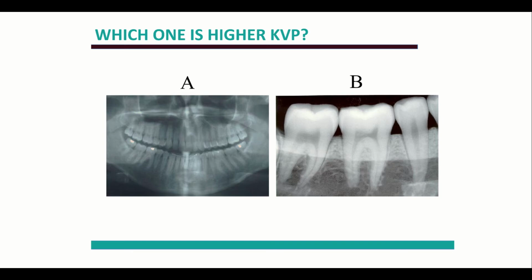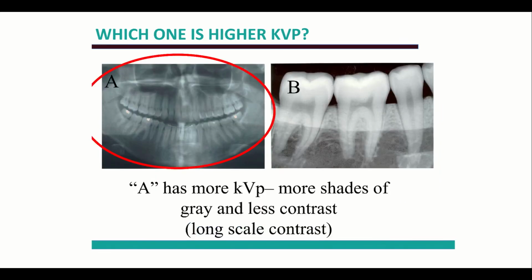Now I've changed the question up here. Which one has higher KVPs? Not high contrast, but higher KVPs. Remember, opposite effect, hint, hint. Higher kVps gives us lower contrast. So A has more kVps, so more shades of gray and less contrast.